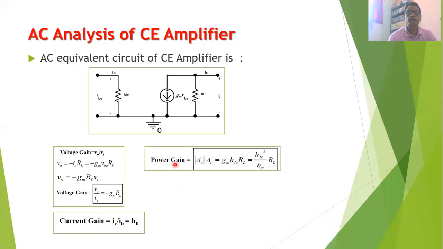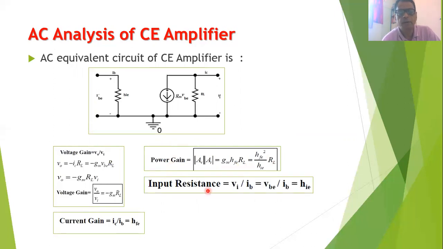Then we can obtain the expression for the power gain. Power gain is nothing but the modulus value of voltage gain multiplied by the modulus value of current gain. That is gm into hfe into RL. But gm can be replaced by hfe divided by hie, and therefore this expression can be written as hfe square divided by hie into RL. So if the voltage gain is higher and the current gain is higher, then automatically the power gain will be much higher.